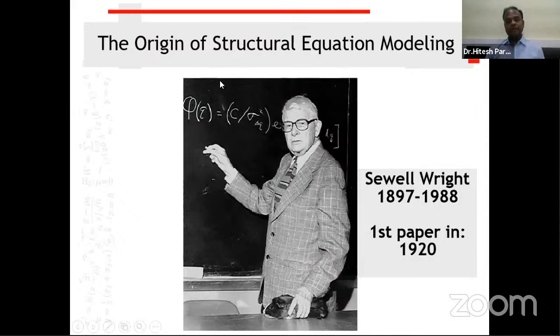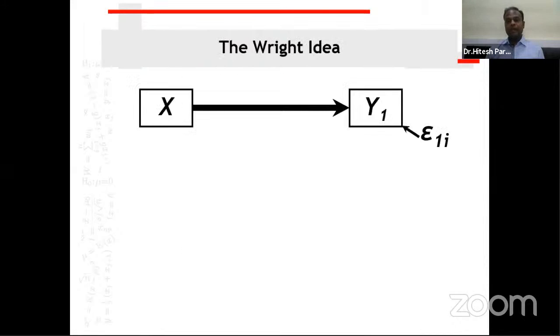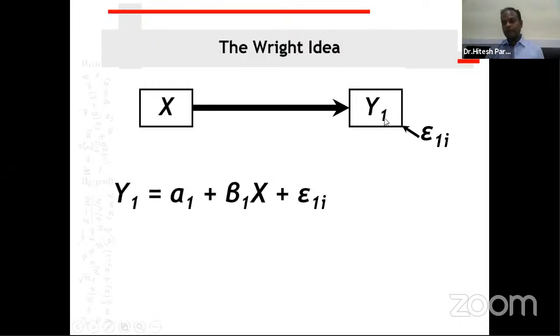Who has developed this technique? Sewell Wright wrote the first paper in 1920. His idea was that y1 is the dependent variable and x is independent. So y1 is equal to a1 plus b1 x plus some error term, which you are aware of because you have already studied regression analysis.